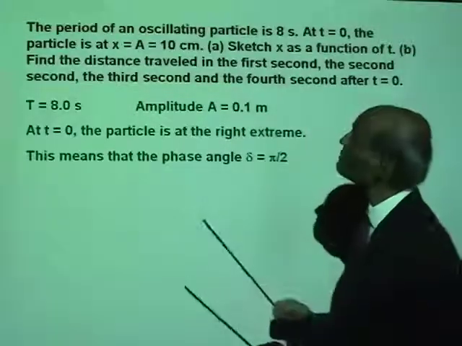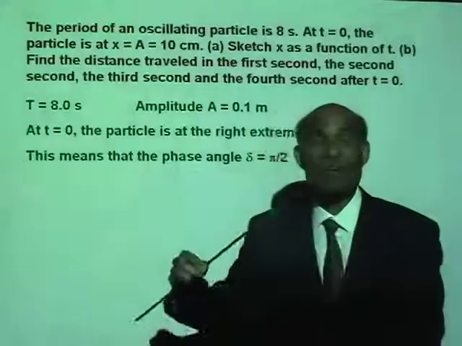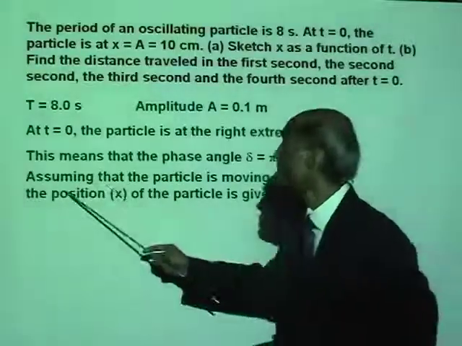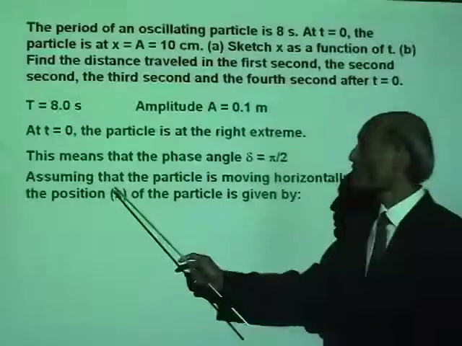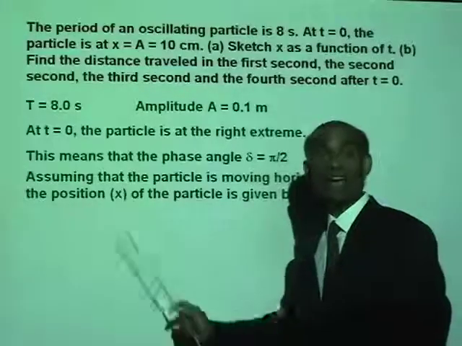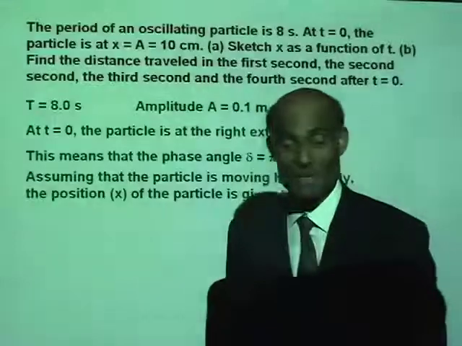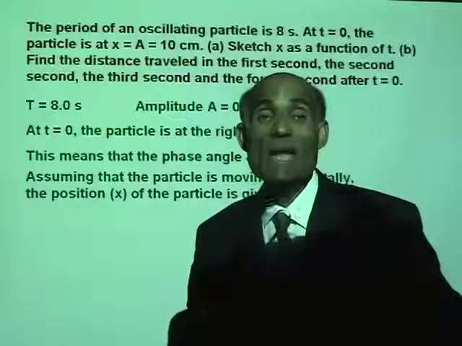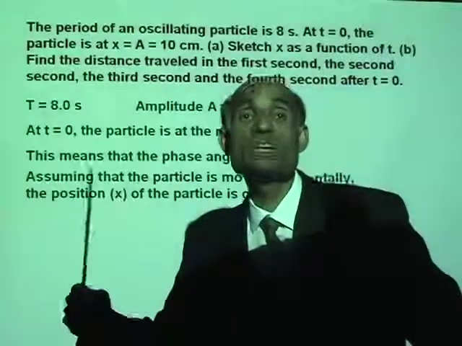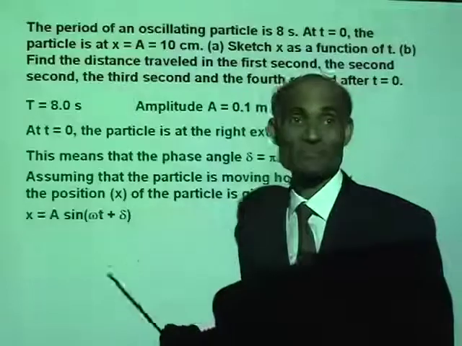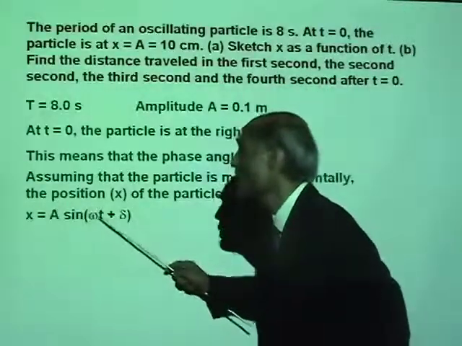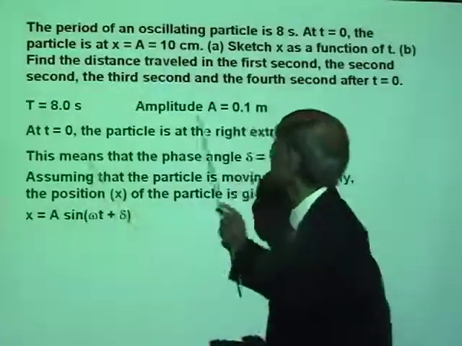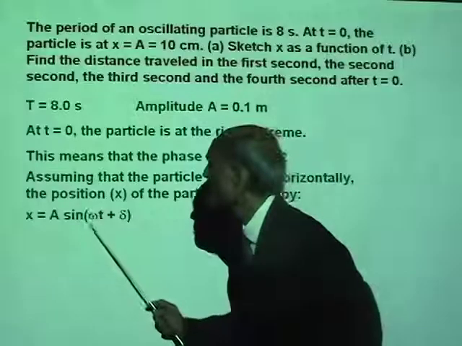And therefore, can you write the equation? What is the equation of the position function? Assuming that the particle is moving horizontally, the position function x will be given by, alright, I would like you to write that down. x equals A sine omega t plus delta. x equals A sine omega t plus delta. Alright, you know the value of A. Do you know the value of omega?